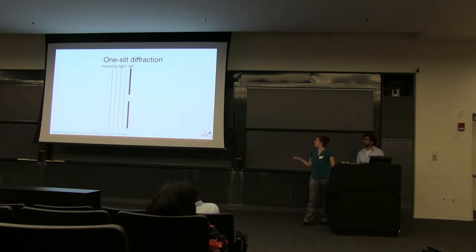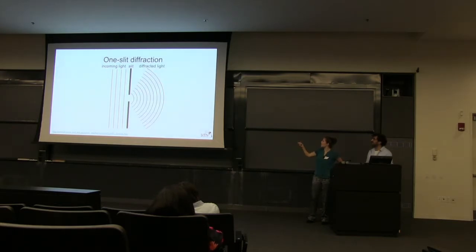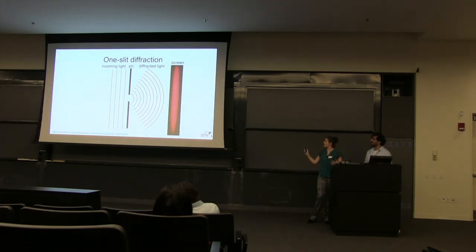We have our wave coming in, then as it passes through the hole, it's going to bend and create this pattern that you see here. And if we put a screen to kind of collect that light, then we're just going to see a streak on the screen with no features. But what happens when we increase the number of slits?